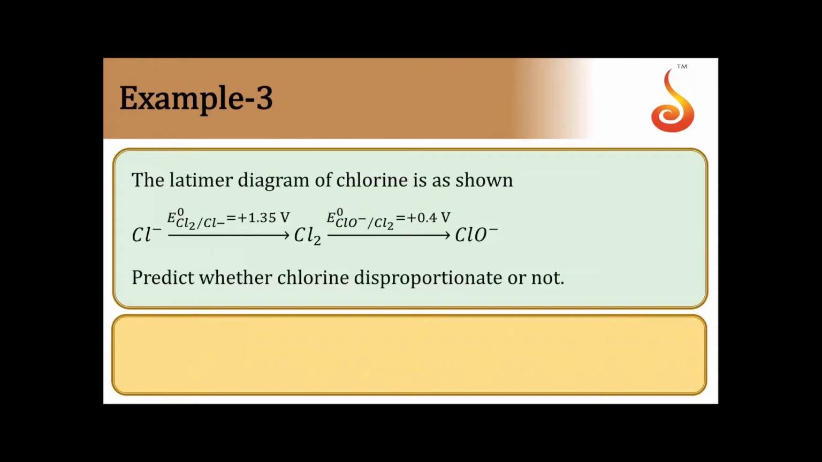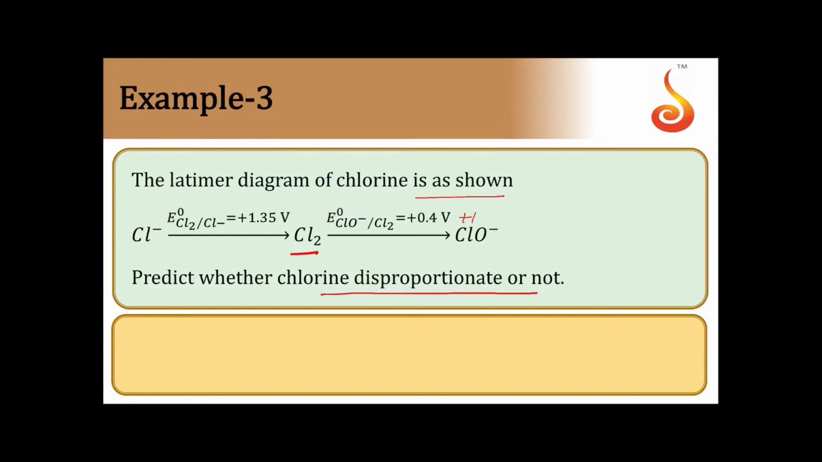Example 3. The Latimer diagram of chlorine is as shown. So the diagram is given to us. Predict whether chlorine disproportionates or not. So Cl2 and ClO minus means the oxidation state of Cl will be +1 here. This is the -1 state given to us.